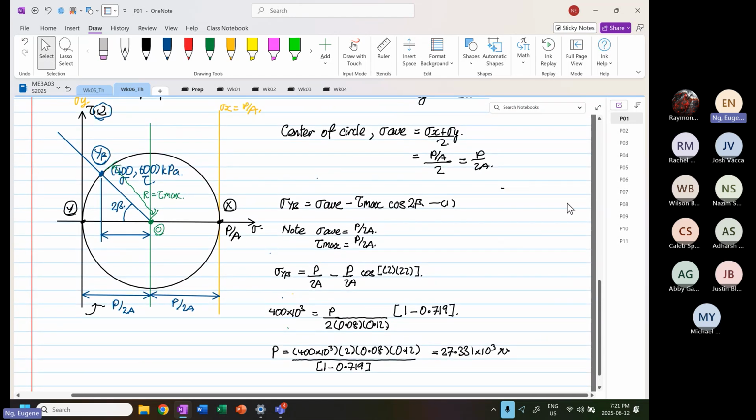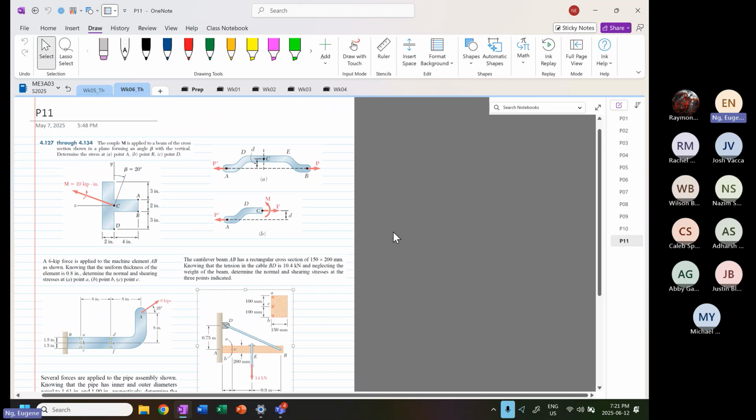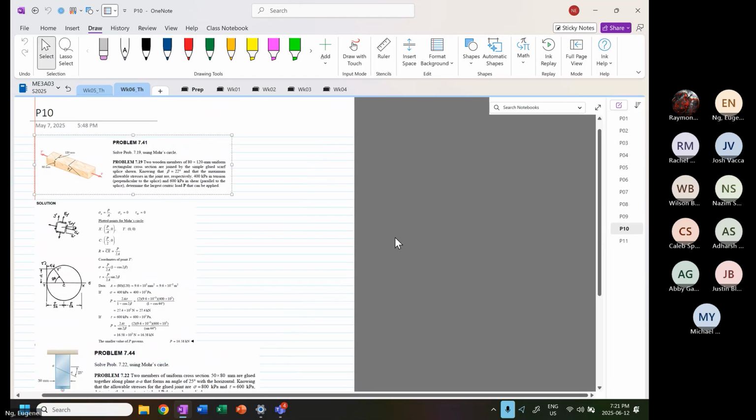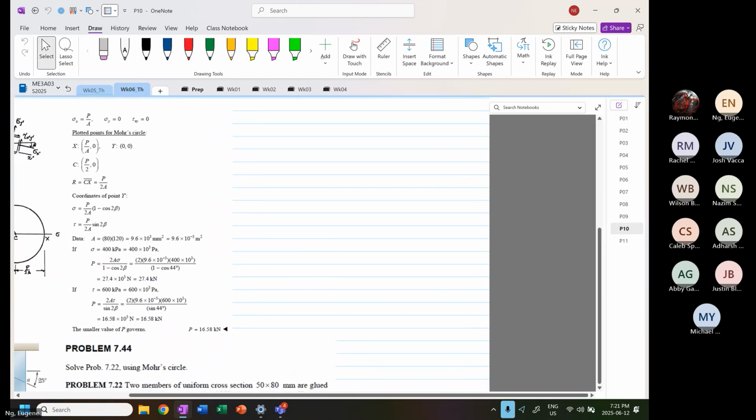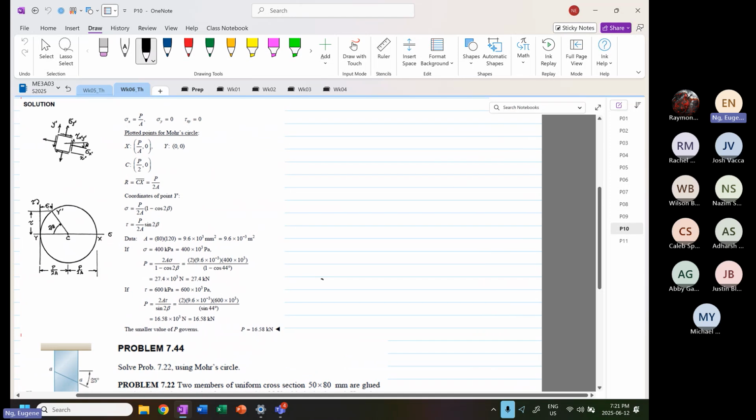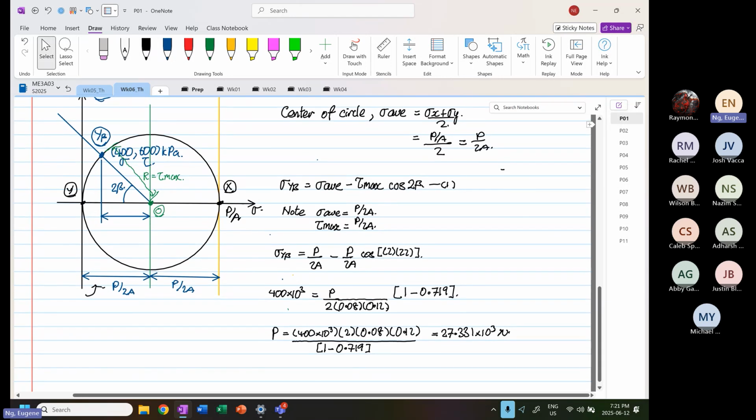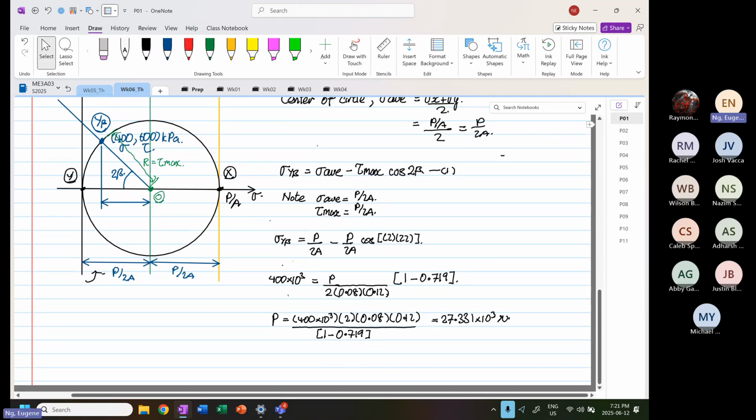Okay, so let's check. Yeah, so over here we get 27.4. I got 27.333. Okay, so we are not that far. We're pretty close, right? So that is one value, and it is based on normal stress.